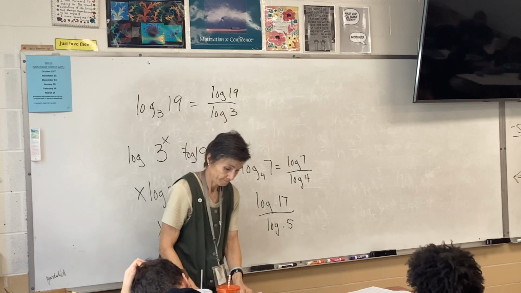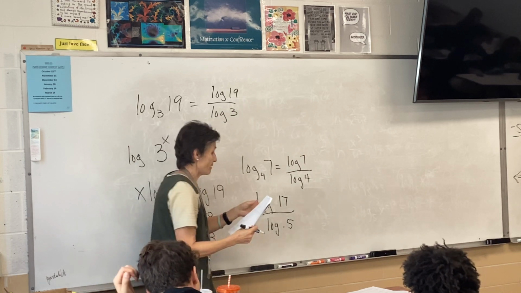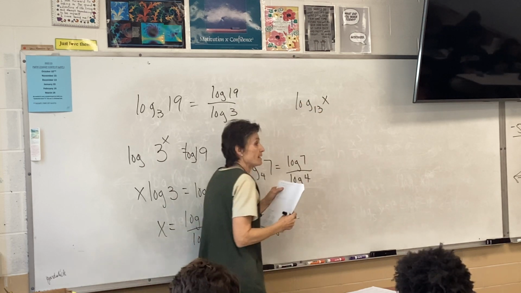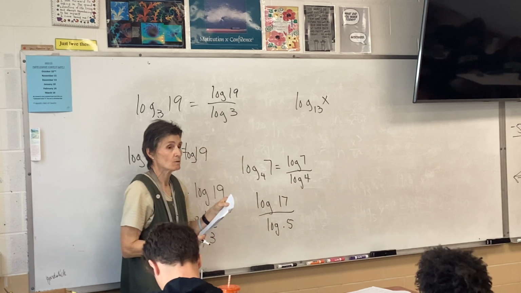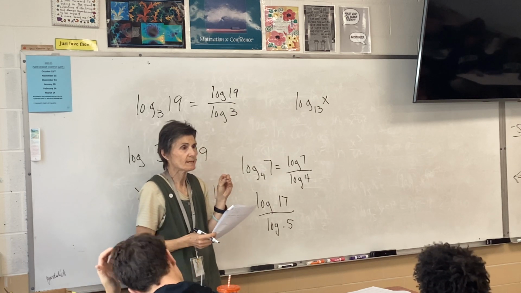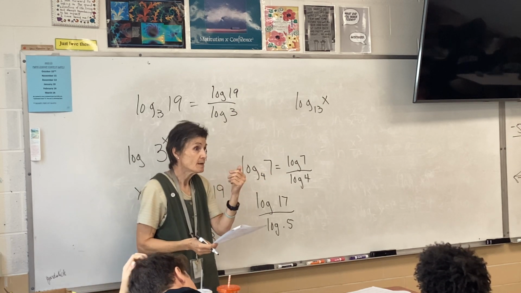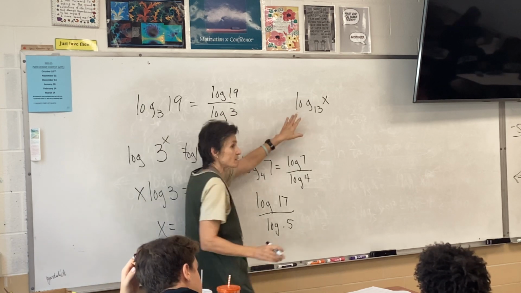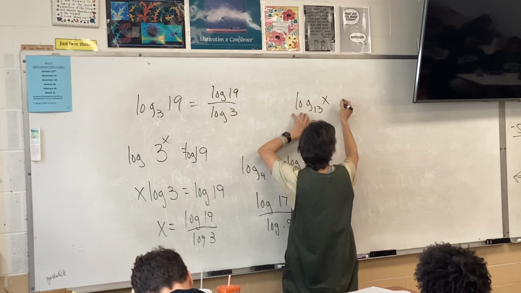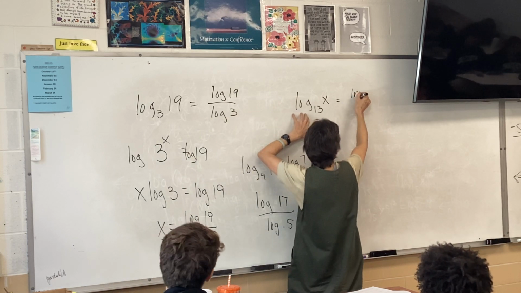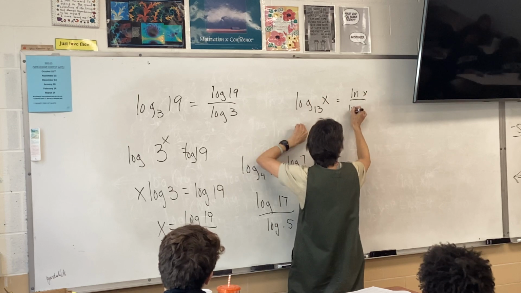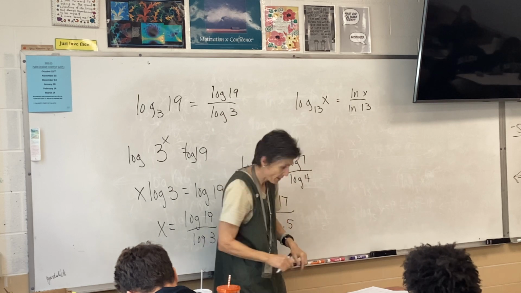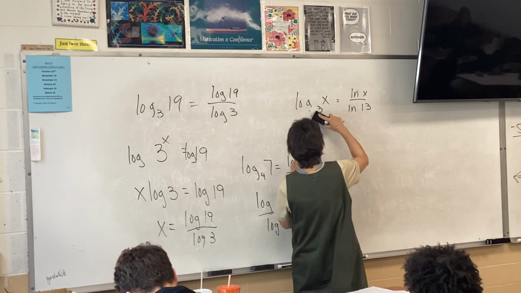Number 5, rewrite using natural logarithms. So what does that mean? Natural logarithms means ln, ln base e, right? So basically, aren't we just changing the base now to e? So what would this be? ln x over ln 13? Or 3? Is that a 3? Oh, yeah. Sorry about that. It's not a 13, it's a 3.